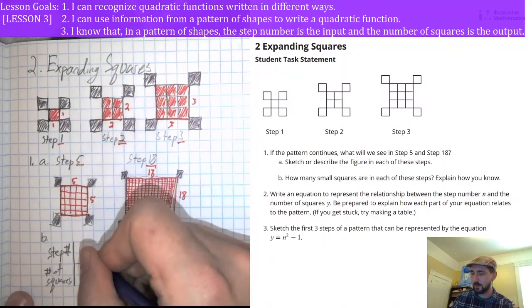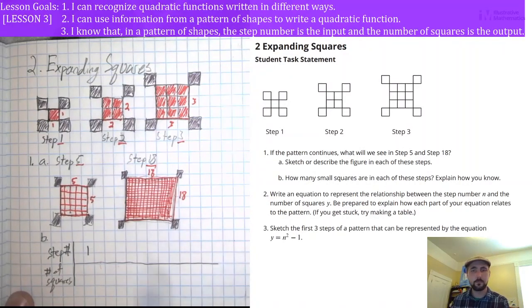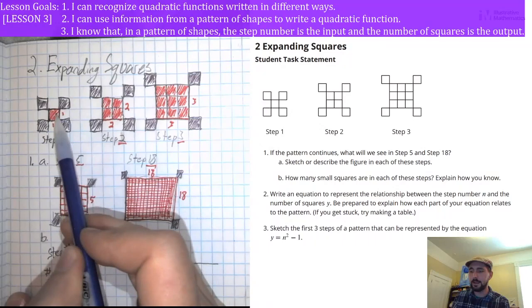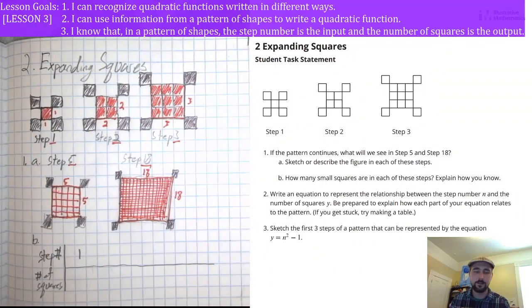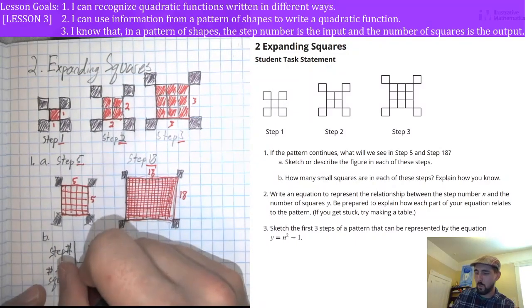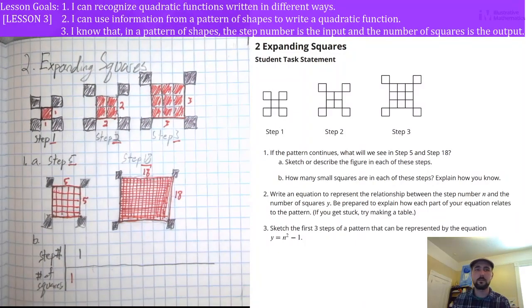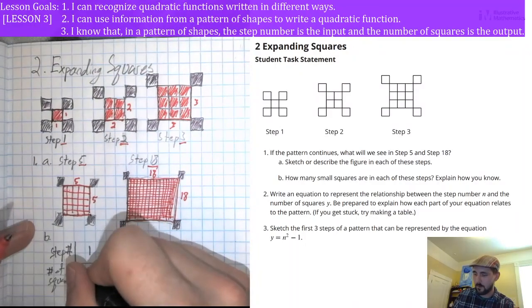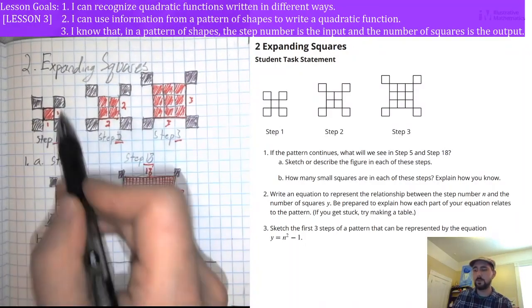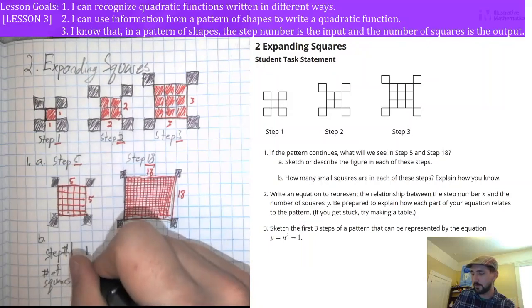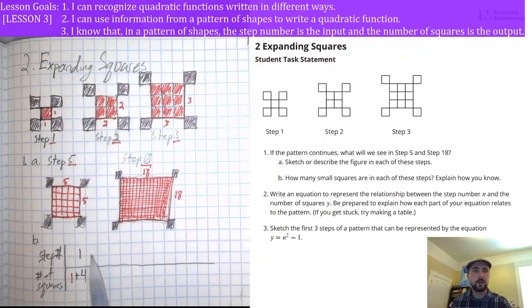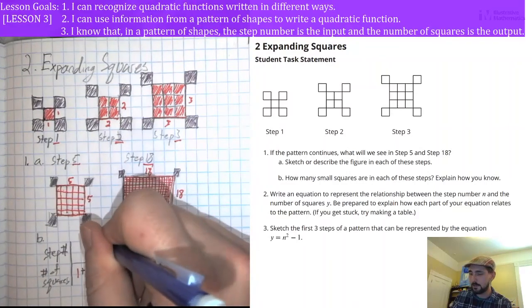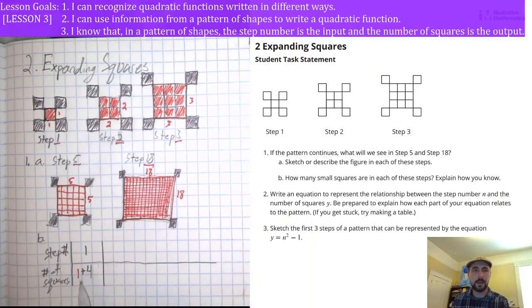So in step number 1, the total number of squares is easy to count: 1, 2, 3, 4, 5. But I'm going to count it in a very specific way. I'm going to say 1 plus 1, 2, 3, 4, right? So I know the total is 5. I know you know the total is 5. But I'm going to write it in a way to remind us of our pattern.